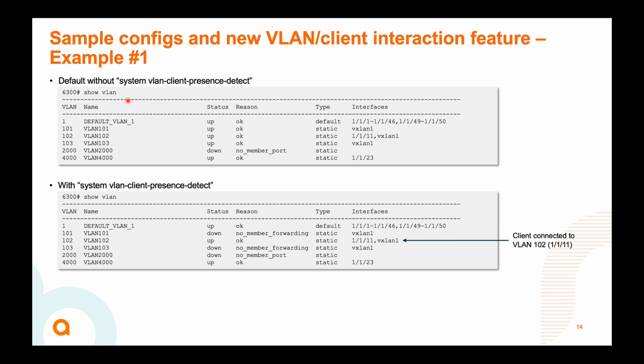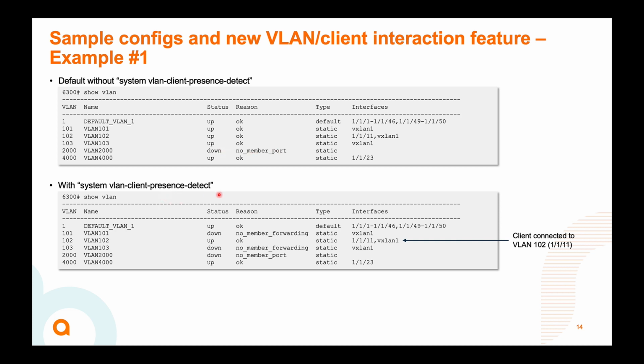Here, the first example, I have a default without this command globally enabled. You can see I have my user VLANs 101, 102, 103. They are configured, they are attached to the VXLAN interface, and they are shown as up. And I have a port here, VLAN 2000, that's not attached to anything, that shows down with no member port.